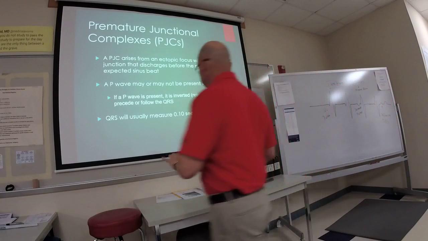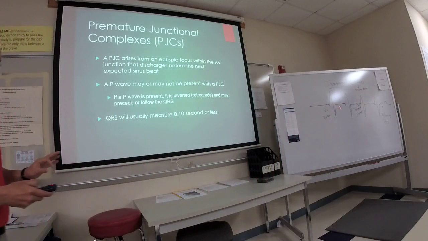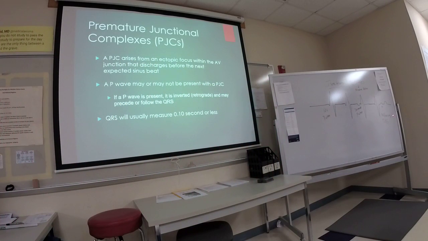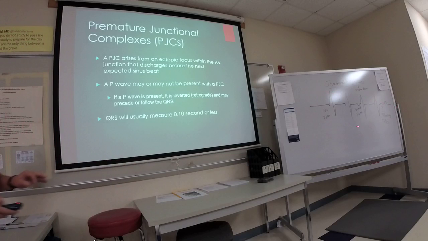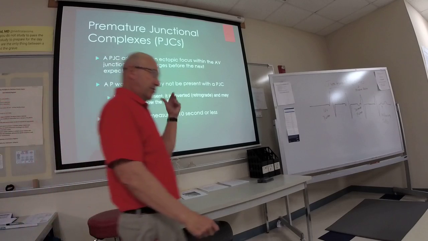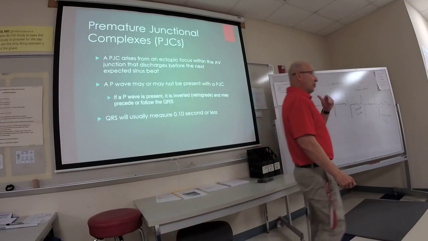So 3 ways you can identify a junctional rhythm are no P wave, which is most common, an inverted P wave, or a P wave that follows the QRS complex. One of those 3, and a normal junctional rate of 60 to 40. Here on the slides it's talking about a premature junctional complex, or PJC. Remember PACs? Premature atrial contractions. It's going to make the rhythm irregular, correct?